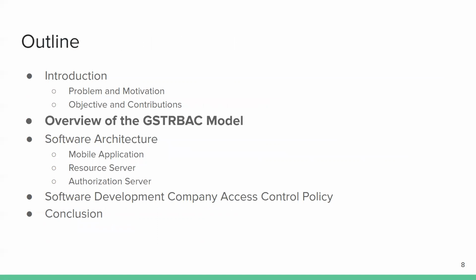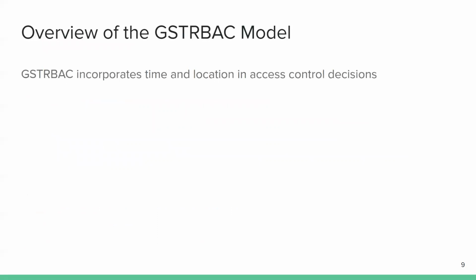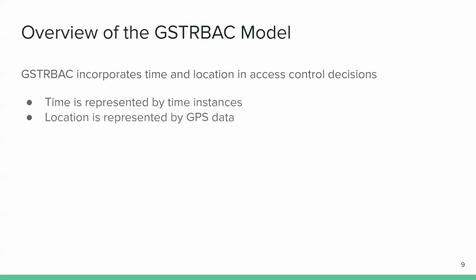Before we talk about the implementation of this architecture, however, we need to discuss how GST-RBAC actually functions. GST-RBAC incorporates time and location in access control decisions. It uses time, which is represented by time instances, and location, which is represented by GPS data, both of which are obtained from the user's mobile device.